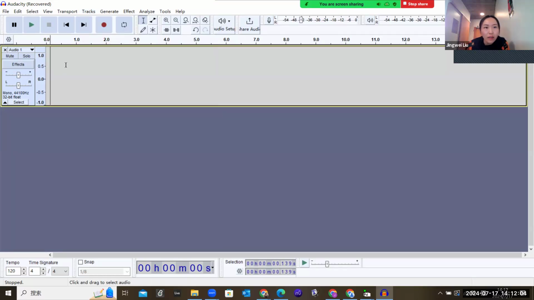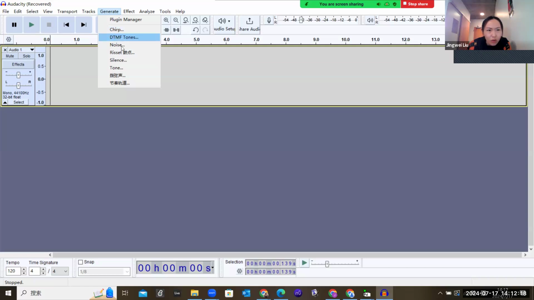Another thing we will use extensively in this lecture is to generate a tone. If you go to generate, there are many different things you can generate, like chirp, noise, silence, tone. Okay, these are in Chinese, because as I said, I actually converted my Audacity to the older version. Therefore, I chose the system to be in English, but some things are still in Chinese. It won't affect our teaching, so just don't worry about this.